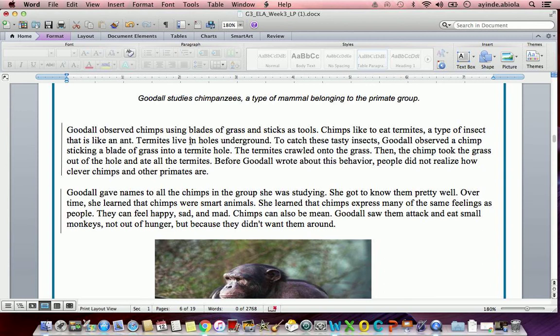Goodall observed chimps using blades of grass and sticks as tools. Chimps like to eat termites, a type of insect that is like an ant. Termites live in holes underground. To catch these tasty insects, Goodall observed chimps sticking a blade of grass into a termite hole. The termites crawled onto the grass. Then the chimp took the grass out of the hole and ate all the termites. Before Goodall wrote about this behavior, people did not realize how clever chimps and other primates are. Go ahead and circle, underline, or write a margin note here.